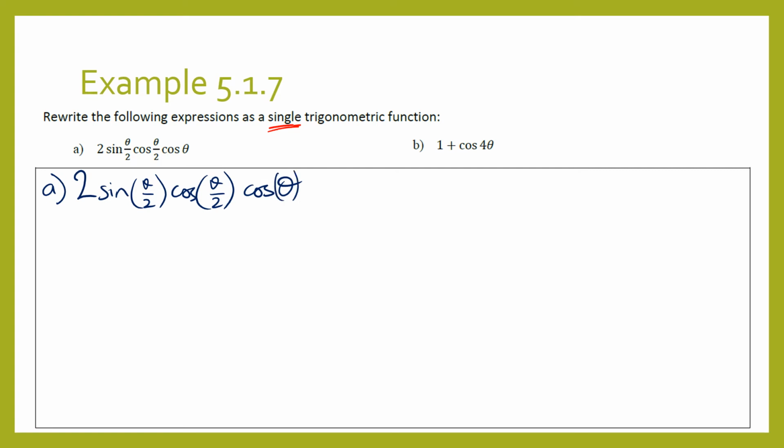So this is 2 multiplied by sine of a half theta multiplied by cos of a half theta multiplied by cos theta. So this is a tricky one first up. Have a go though, see if you notice any patterns. See if you can make a step in the right direction of simplifying this. So please pause the video and have a go.